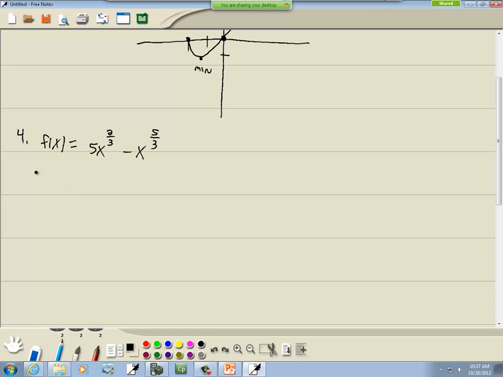First thing is domain. Normally these are radicals. When you have a fractional power like that, a rational exponent, that means a radical. Since our denominators are 3, our index will be 3. And for a radical with an odd index, your domain is everything. So domain is negative infinity to positive infinity.